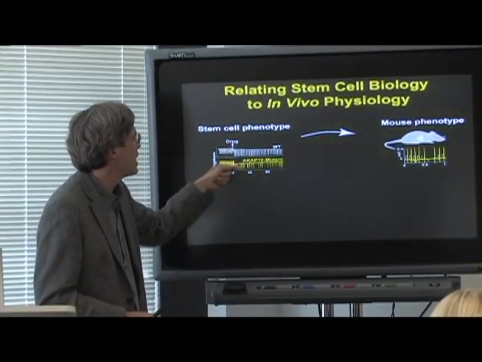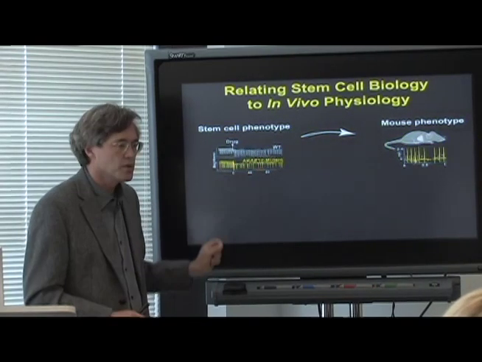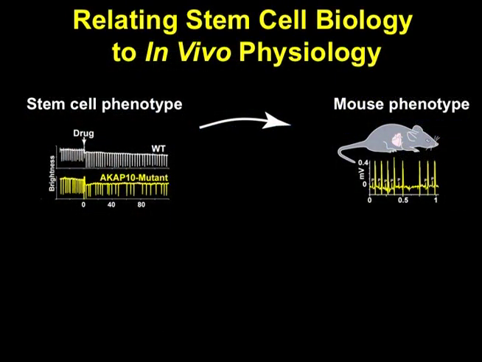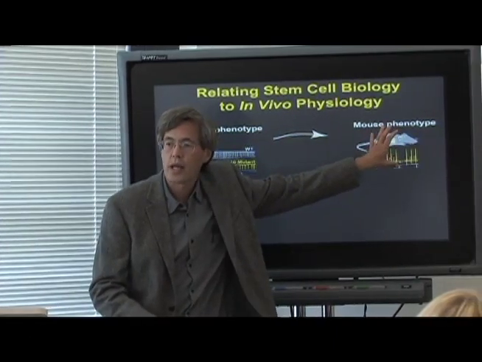For instance, here we had a mutant, and the name of the gene is unimportant, but we have a mutation that causes an irregular beat rate and an irregular response to a drug. And we can take that mouse stem cell and make a mouse out of it, and we can make a mouse that now has the exact same mutation, and that phenotype that was in the stem cell reproduces in the whole animal.